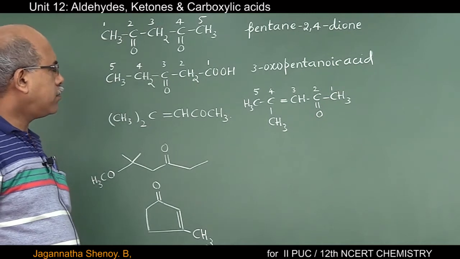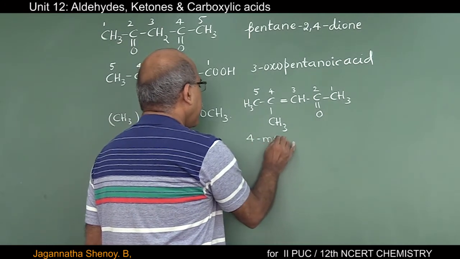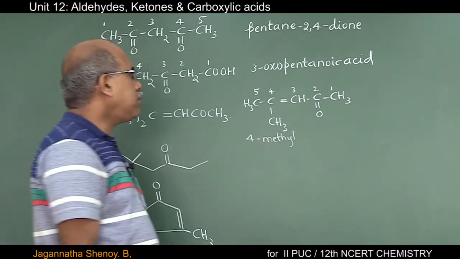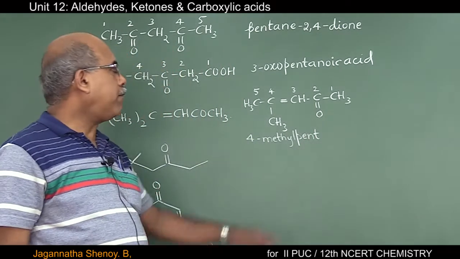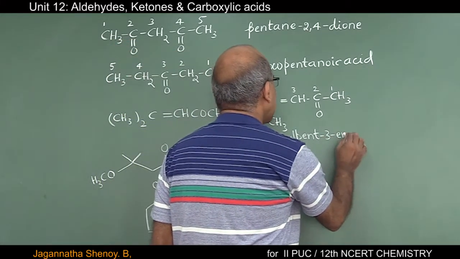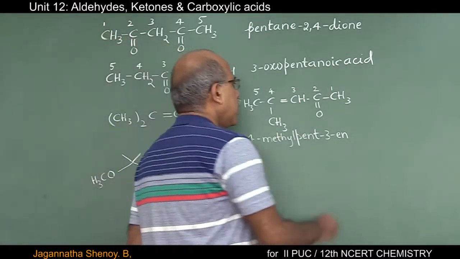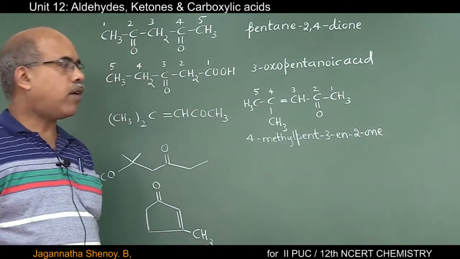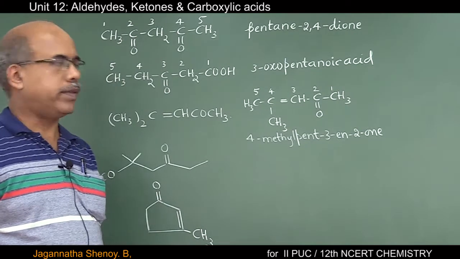Now, in this case on the fourth carbon atom we have a methyl side chain. So it is a 4-methyl. We have 5 carbon atoms. It has to be pent. After the third carbon atom we have a double bond. That is why pent-3-ene. And then in the second carbon atom we have ketonic functional group. That is why it is 2-one. So IUPAC name of this compound should be 4-methylpent-3-en-2-one.